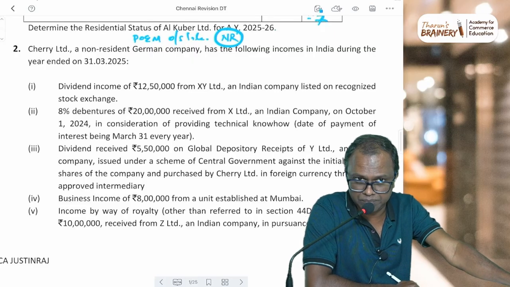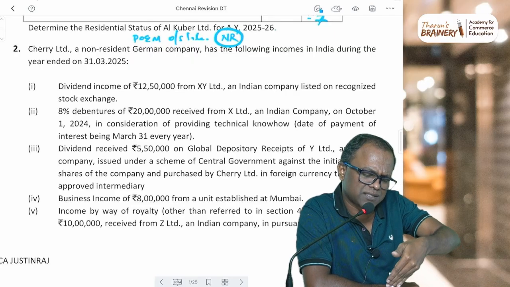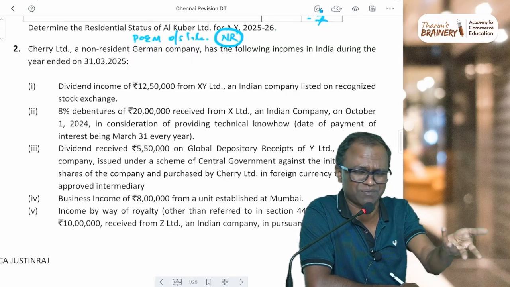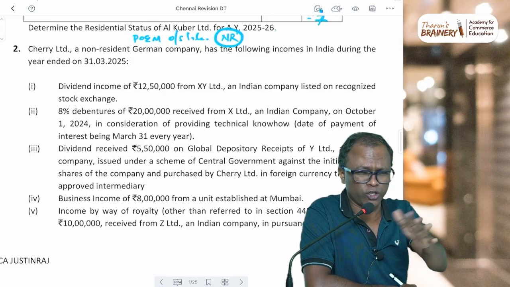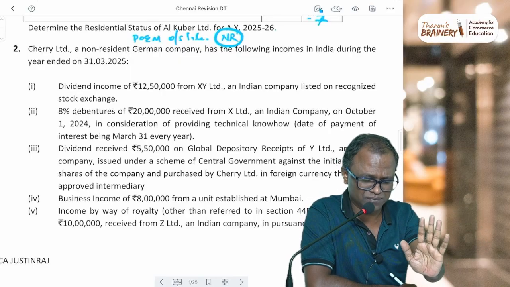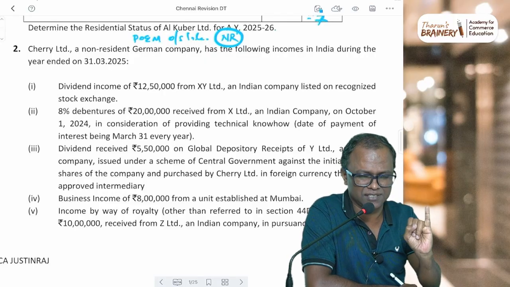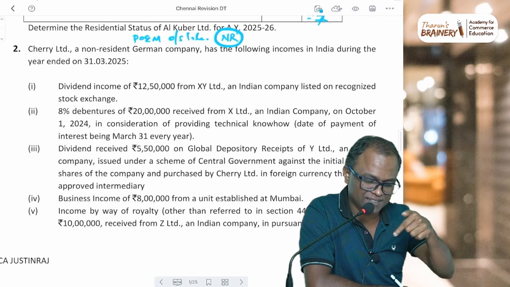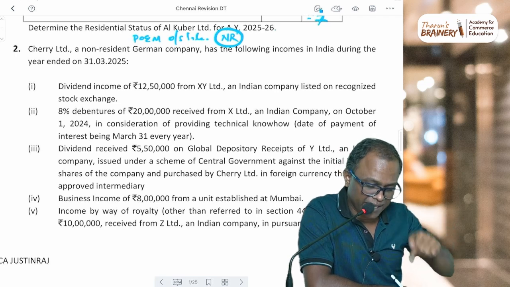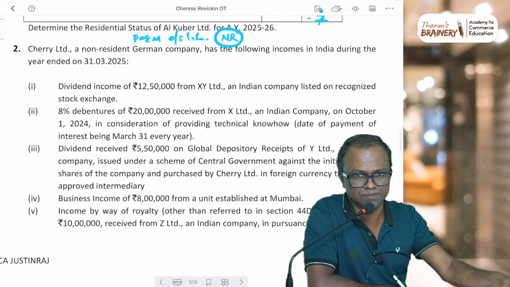So there are two incomes. Number one, fees for technical service, or as it is know-how, we can say royalty. Both are interchangeable, no problem. Royalty or fees for technical service, domestic taxation, no difference. So this is first of all fees for technical service or royalty, 20 lakhs. So that should be taken. That's a separate income. And then from this debenture, definitely they will get interest on 31st March.